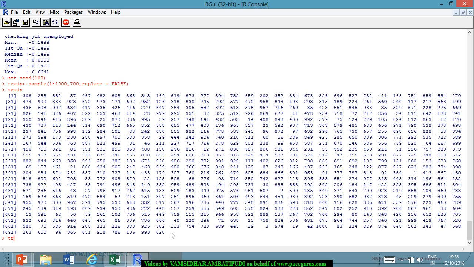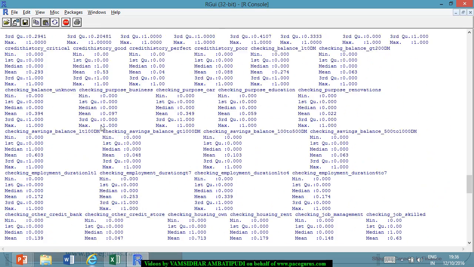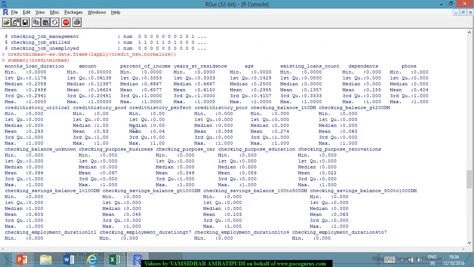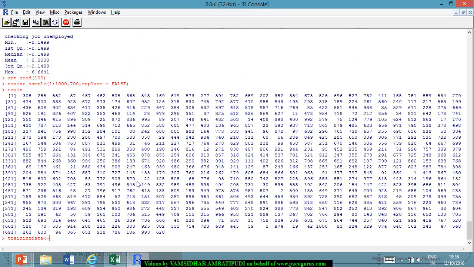Now if I want to call it training data, I will take these subsets from my credit_min_max. Is it credit_min_max or credit min max? Credit min max. So I will be typically taking credit min max. I'll take a subset of credit min max.